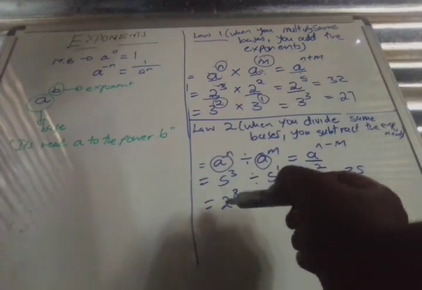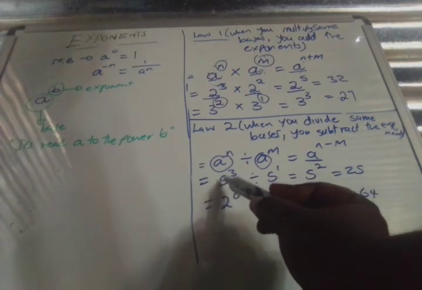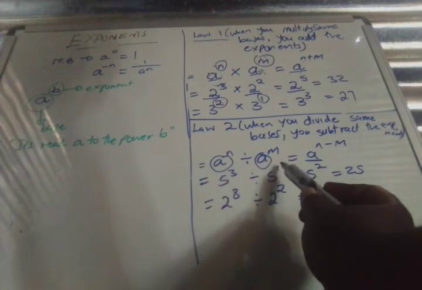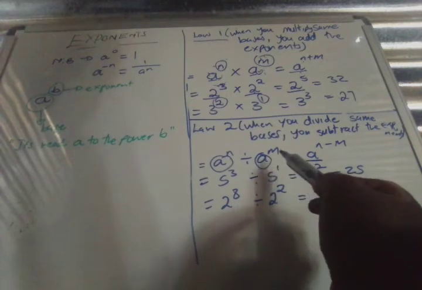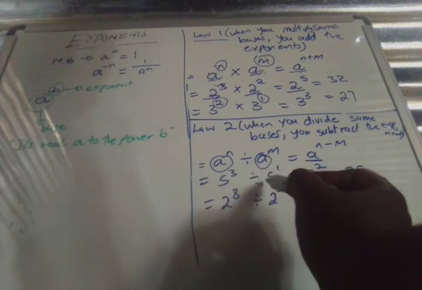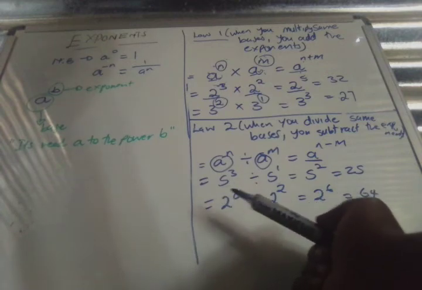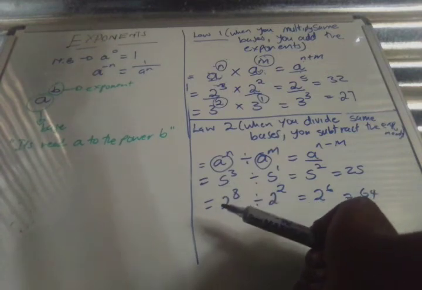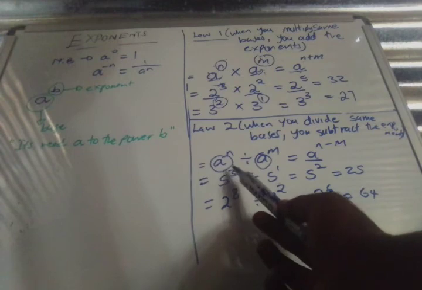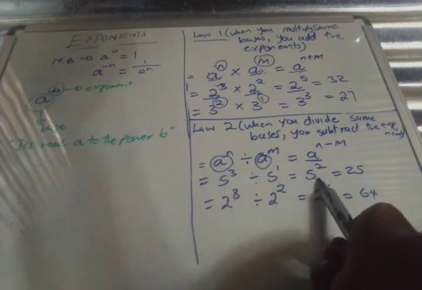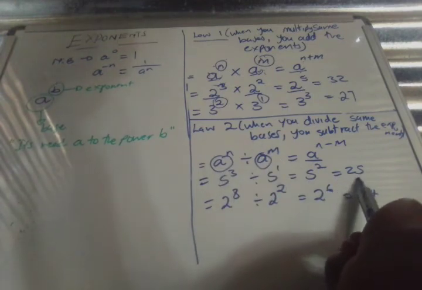Similarly, in the second example, 5 to the power 3 divided by 5 to the power 1. Again we have the same base, but we are dividing. Because we are dividing, the law says that when you divide the same bases, you subtract. So we'll have 3 minus 1, which is 2. 5 to the power 2 is 25.